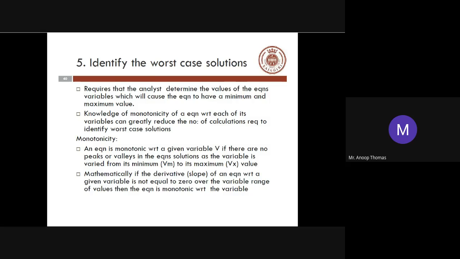So you have a direct line graph. The given variable is v, and you have an equation, say x, which you are trying to identify. You vary v from v minimum to v maximum. If there are no valleys and peaks, you have a particular point where you will get the maximum value and a particular point which will give the minimum value. It will be associated with v minimum and v maximum.